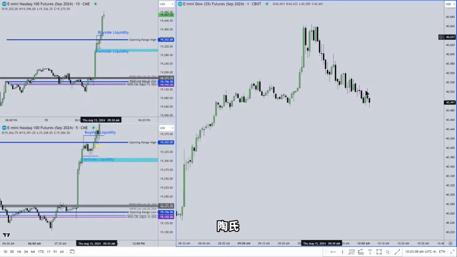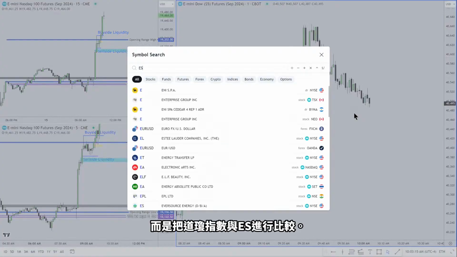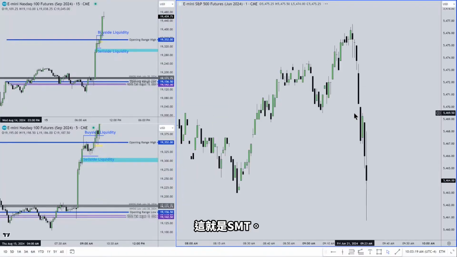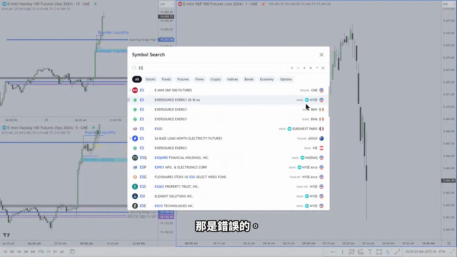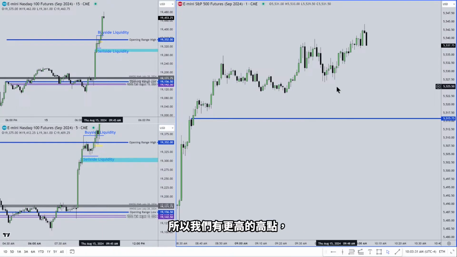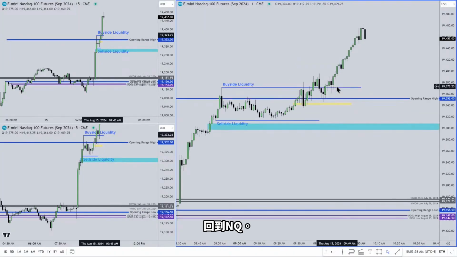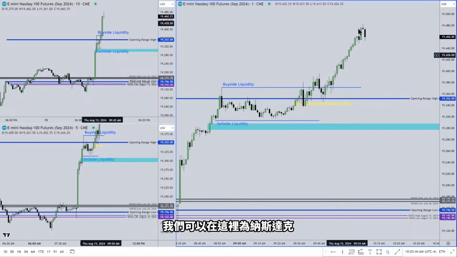The whole time, Dow, and I don't make the case for SMT just on the basis of Dow, but look at Dow compared to ES. This is SMT. Look at the ES. Whoops, that's the wrong one. I was going to say, wow, we got a real mixed market now. So we have the higher high there, but we don't have it with the Dow. And go back into NQ. There we go. So we could be forming an intermediate-term high here for NASDAQ.